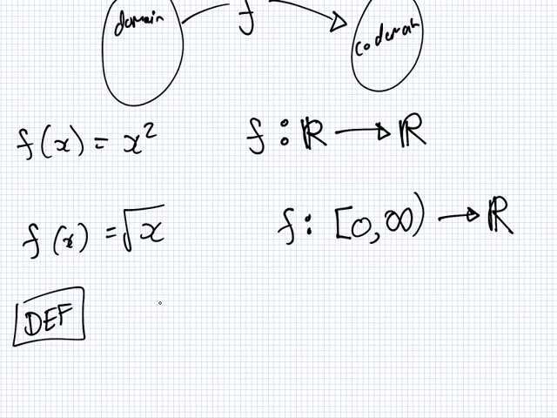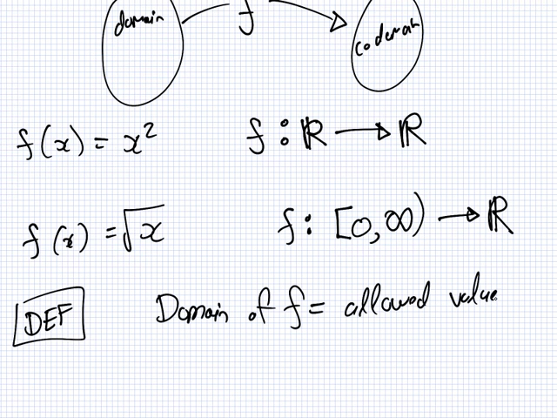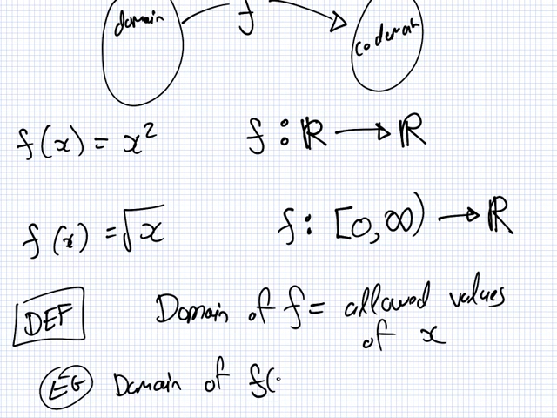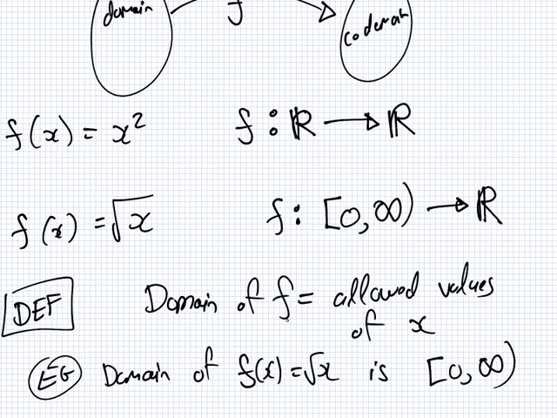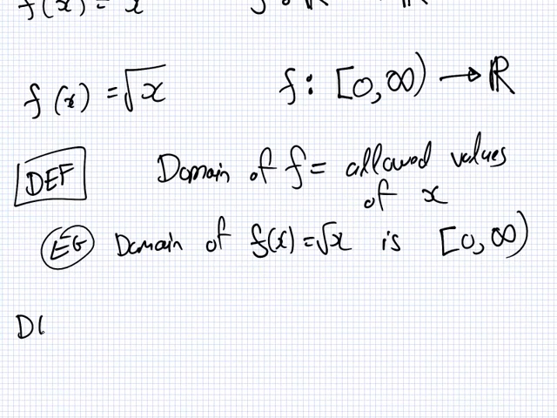Firstly, let's deal with domain. Domain of f equals the allowed values of x. For example, the domain of f(x) equals root x is the positives. Make sense?